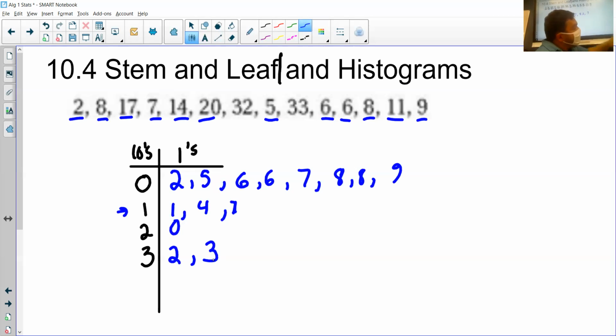What is the purpose of this? This is to put the data in order and make it easier to read. Sometimes if we put the numbers just in one line, it's kind of hard to tell if something is in the middle or if there are any repeats. So it's a nicer way to write information.